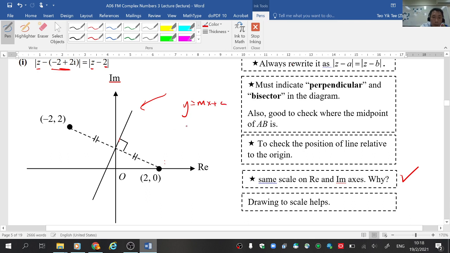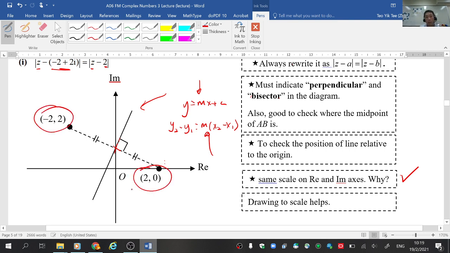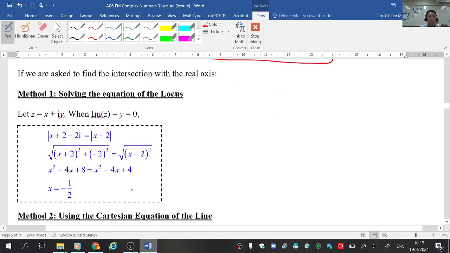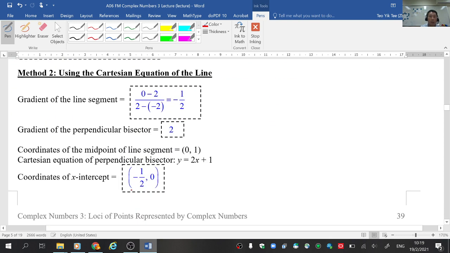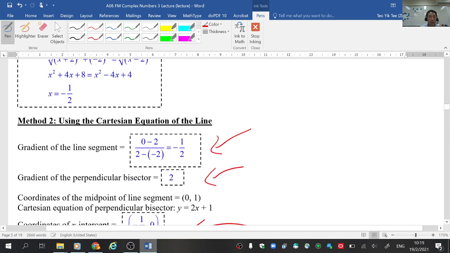Then you know this is your standard equation of straight line: y2 - y1 = m(x2 - x1). I know what is the gradient already. The next thing I need to know is a point that passes through the line. Where is the point? It is the midpoint of -2, 2 and 2, 0. So with these 2 ideas, you can actually find for me the equation of my straight line in Cartesian form. Okay, so that would be the first way.